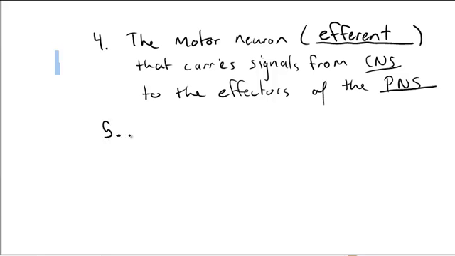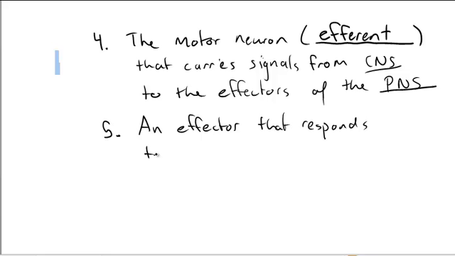Which finally gets us to 5, which are the effectors themselves. At the end of a reflex arc, there is some sort of effector that responds to the motor signal, such as muscles or glands.